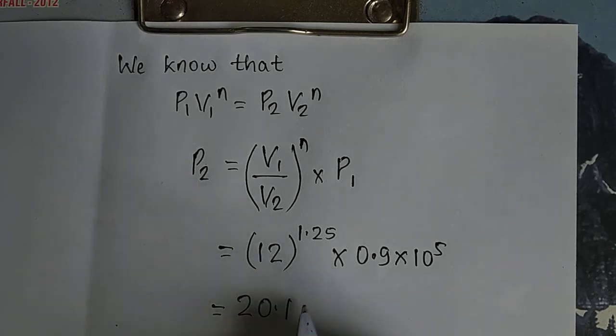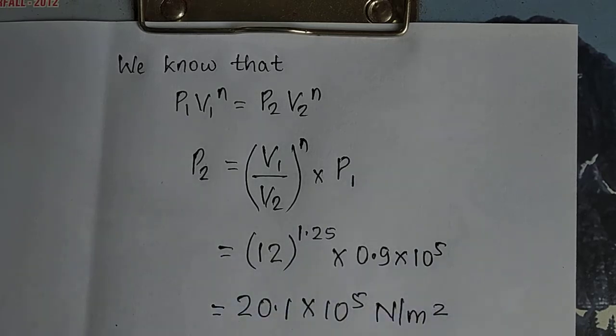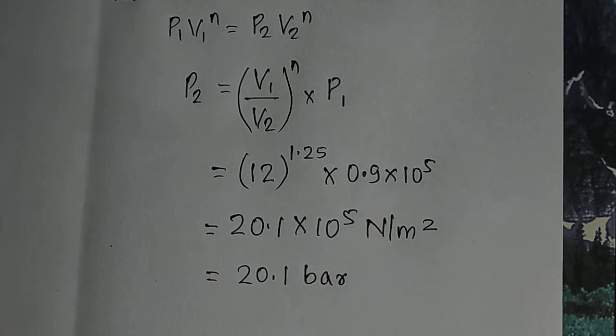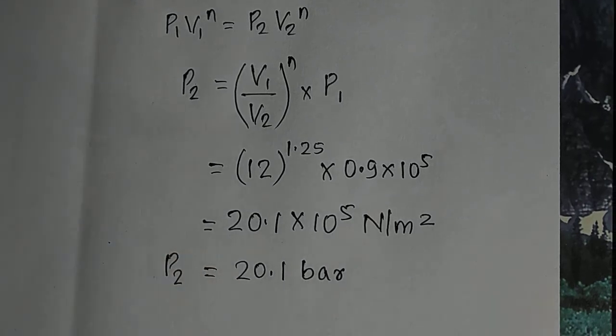This fetches me the value as 20.1 into 10 to the power 5 Newton per meter square, that is 20.1 bar. So after finding out the value of P2, then find out the value of R.